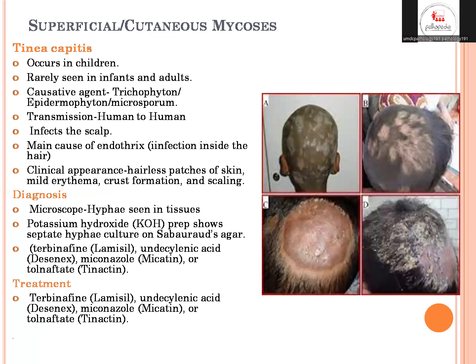Number one is tinea capitis. It occurs in children and is rarely seen in infants and adults. Caused due to Trichophyton, Epidermophyton, and Microsporum, transmitted by human to human, and mostly infects the scalp. The main cause of the cutaneous mycosis tinea capitis is infection inside the hair. Clinically appears as hairless patches of the skin, as shown in the picture, with mild erythema, crust formation, and scaling.